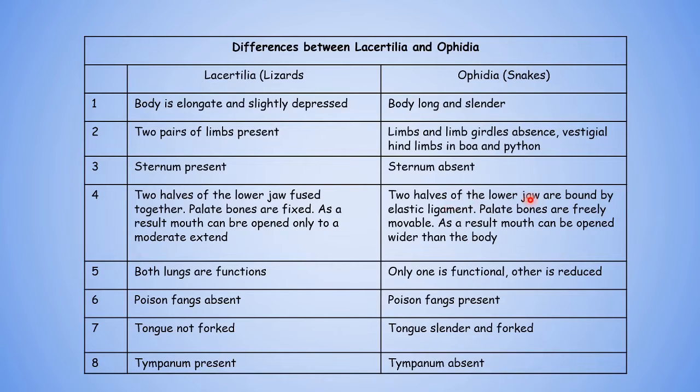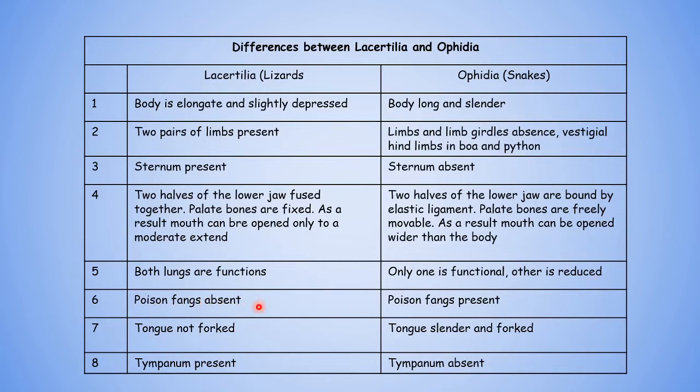The two halves of the lower jaw are bound by an elastic ligament, and the palate bones, that is the bones present in the roof of the buccal cavity, are freely movable. As a result, the mouth can be opened wider than their body. In lizards, both lungs are functional, but in snakes only one lung is functional, the other being much reduced in size.